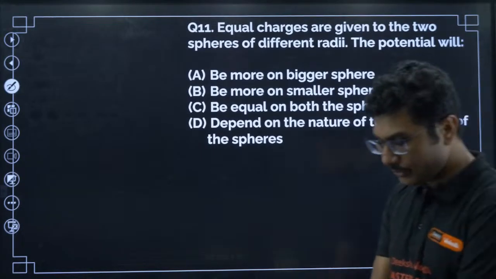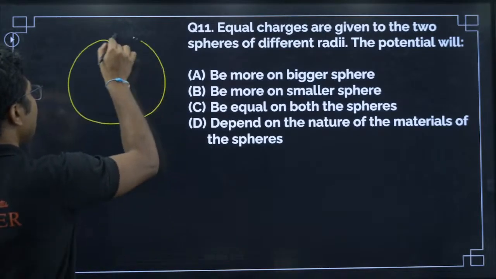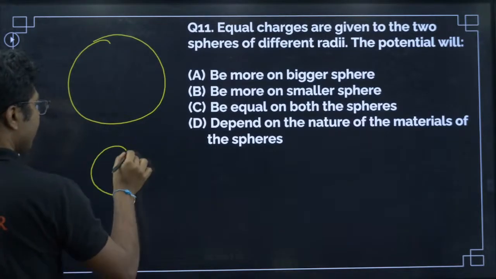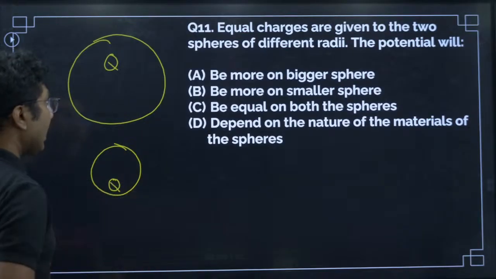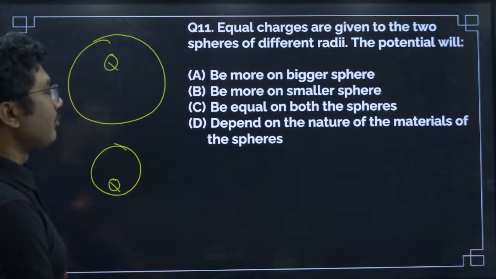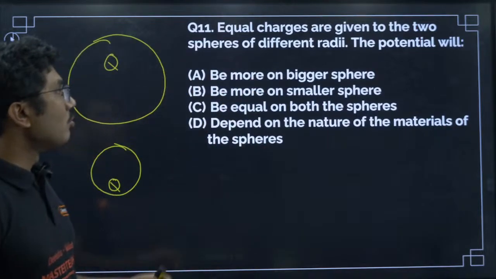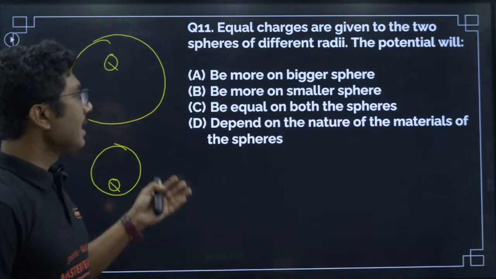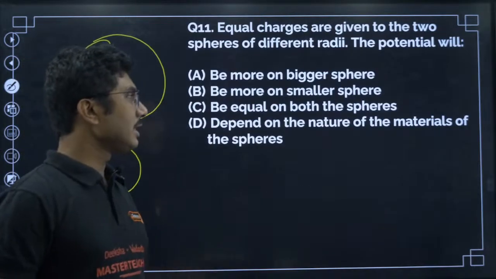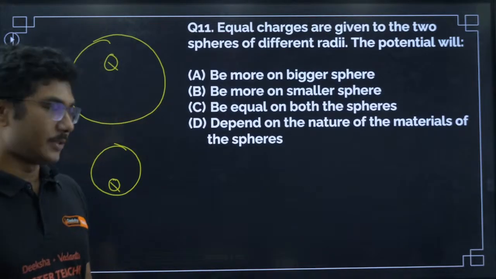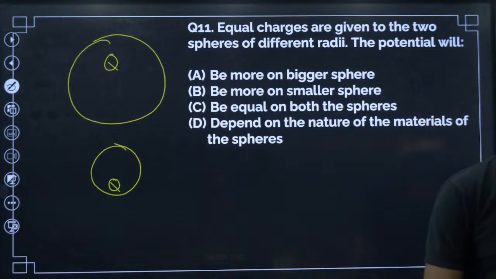The potential will be... So here we have 2 spheres. One is a bigger sphere, another one is a small sphere. Same amount of charge is given. Now we have to say that the potential will be more on the bigger sphere, more on the smaller sphere, equal on both spheres, or depend on the nature of the materials of the sphere. So definitely one of the options, you can rule that out.